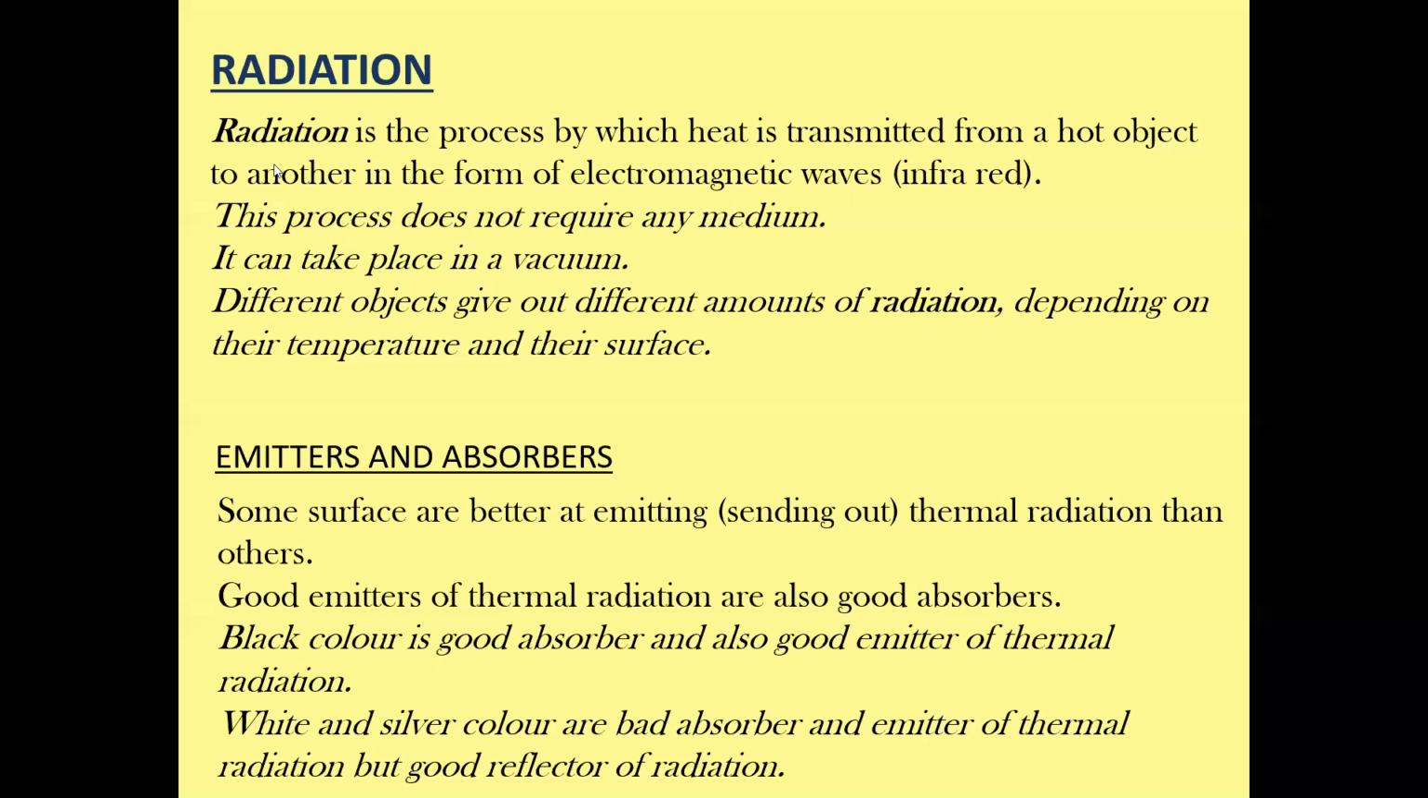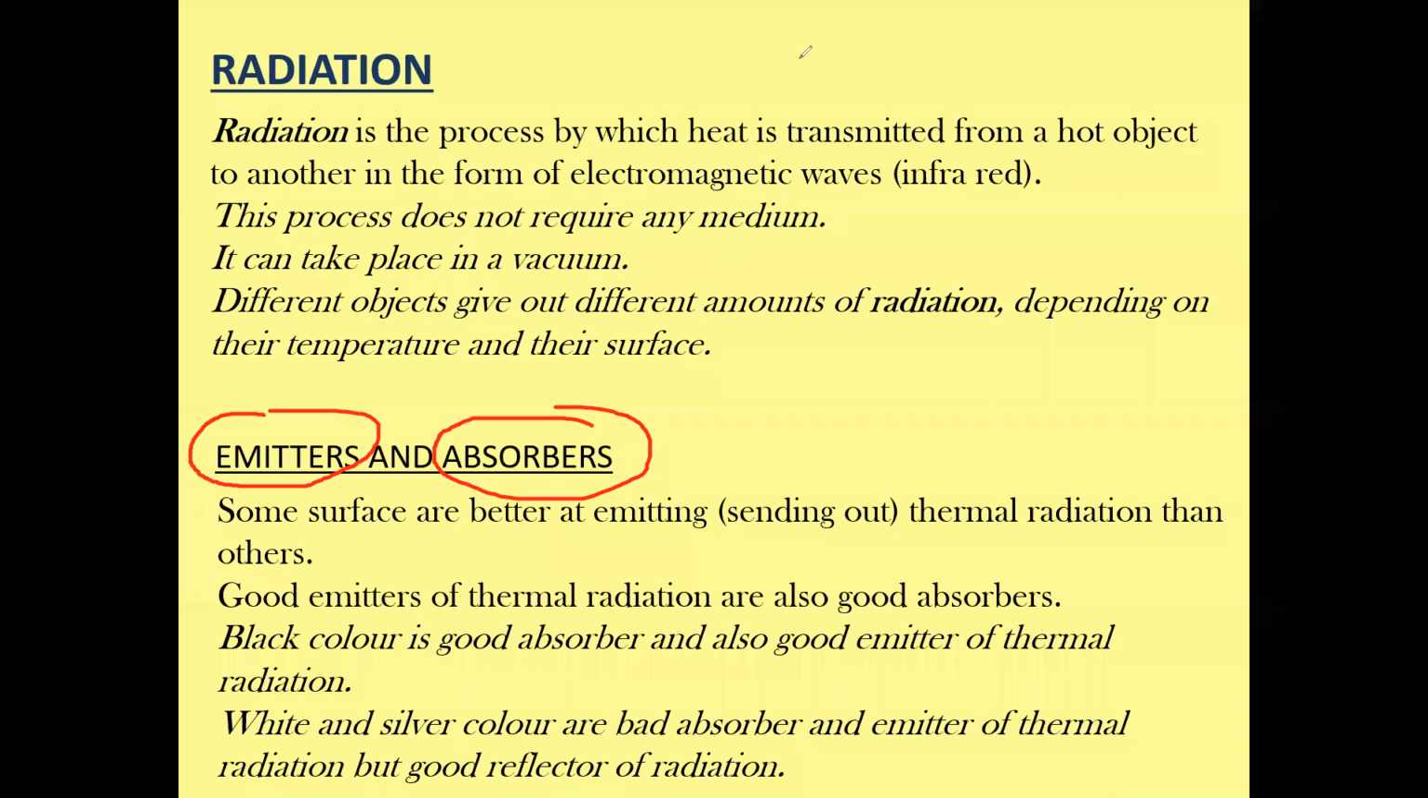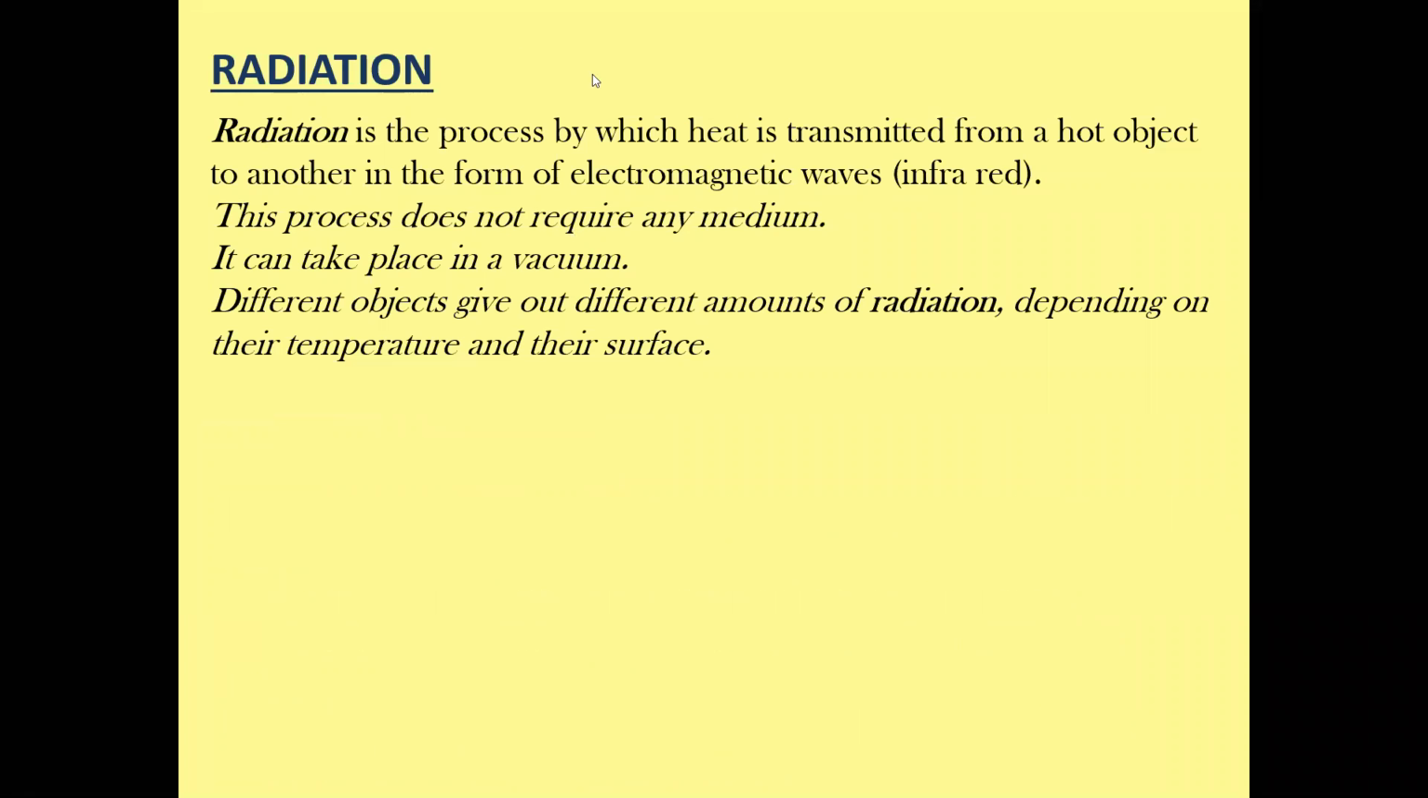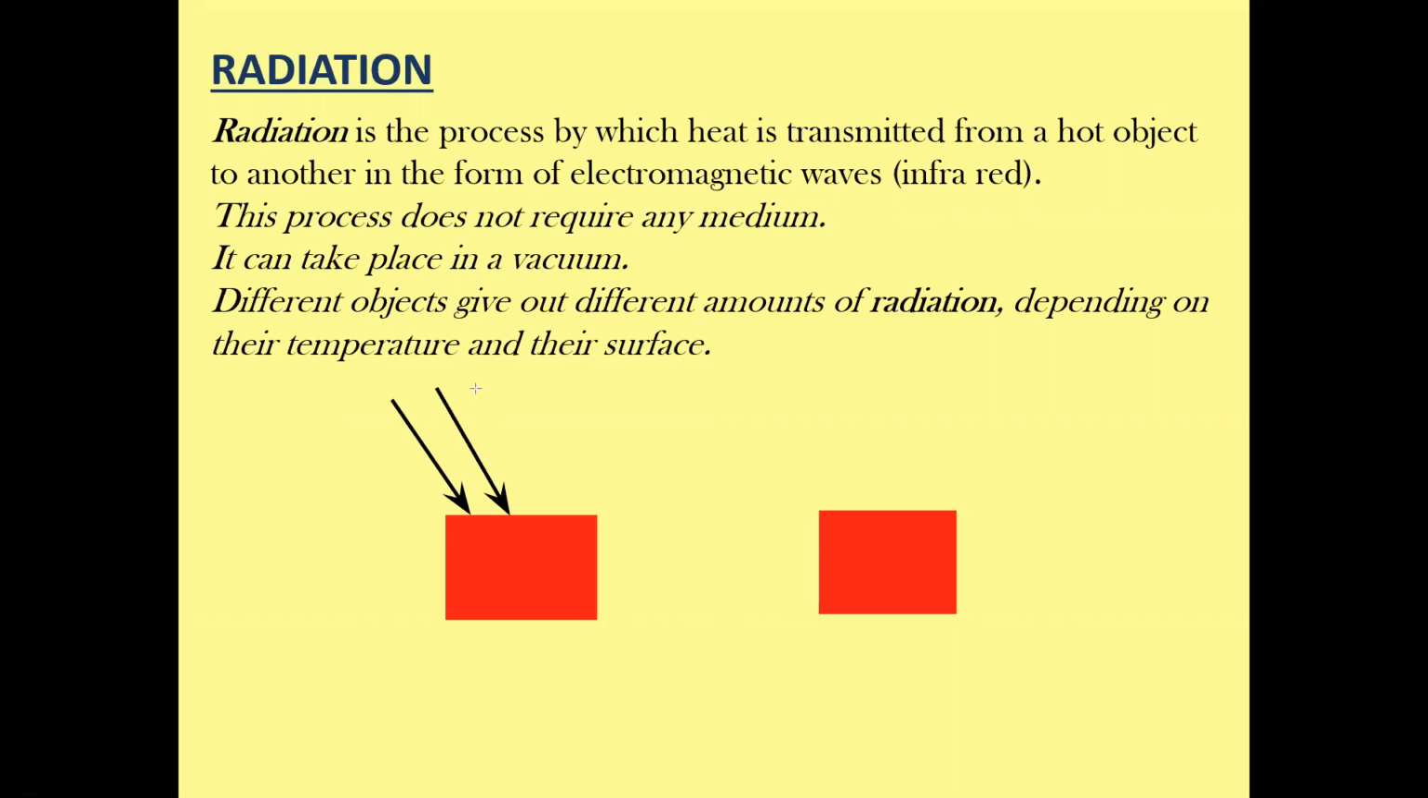Emitter and absorber, what is the meaning of emitter? The substance which gives out energy is called an emitter, and the substance which absorbs or takes in energy is called an absorber. And a good emitter is always a good absorber. Example, say three radiations are entering or striking both objects. Three radiations are incident, and this one releases only one out of these, and this one releases two. Which one is a good absorber?